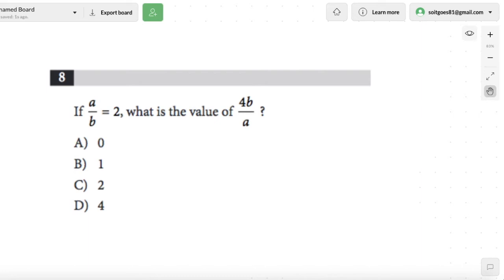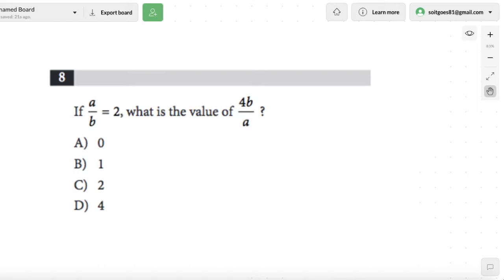If A over B equals 2, what is the value of 4B over A? Okay. Caden, I remember seeing this question for the first time years ago and being so confused and not having any idea what to do. I'm guessing it might be similar to how you're feeling right now. Is that a fair assessment? Yeah. I mean, it's a lot of variables. It's definitely involved in some algebra. Looks a little scary. There's a very, very simple way to solve this.